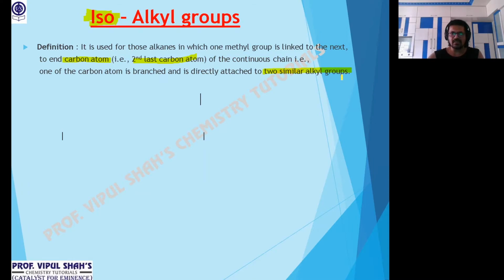Okay, let's see examples. Look at that. Now if I remove this, we all know this is propane. If I remove this center hydrogen, then I get this group. Now can I say the branch carbon is directly attached to two methyl groups? Yes, the branch carbon is attached to two methyl groups. That's called iso. All right, let's take more examples.